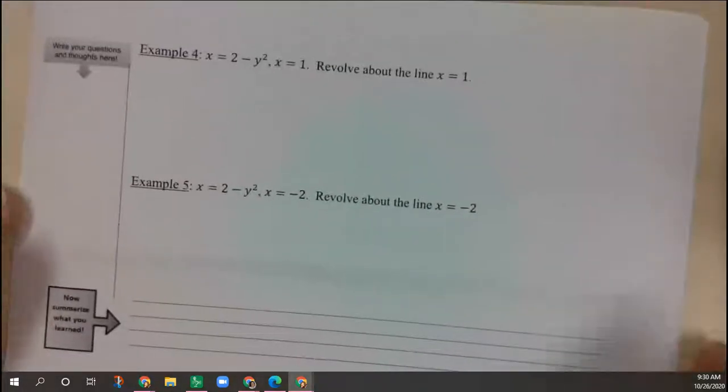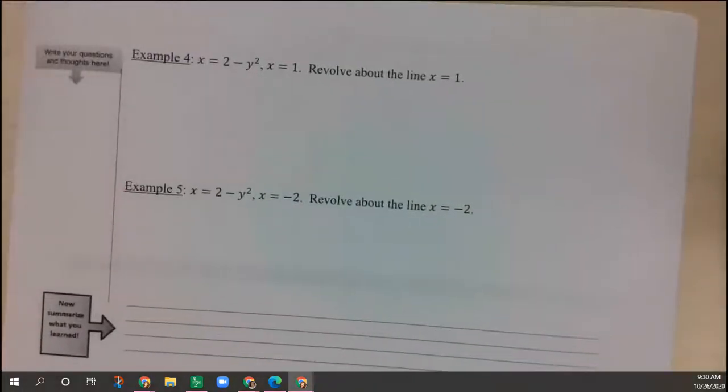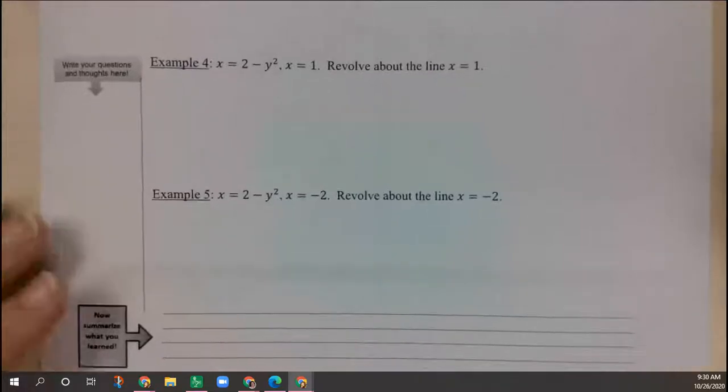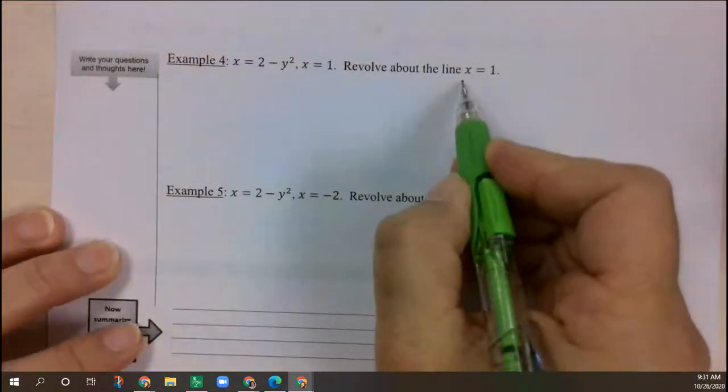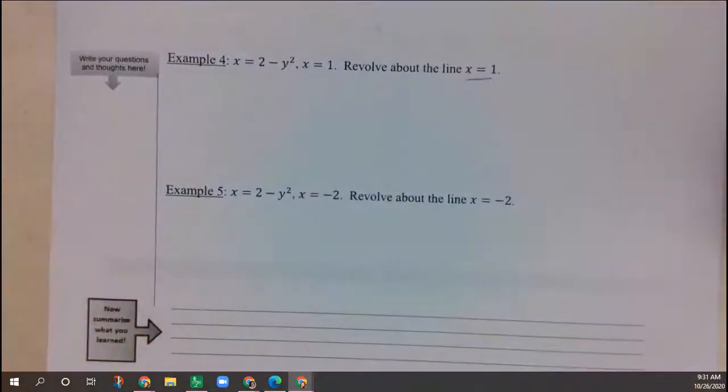All right, let's look at example 4. This one's going to be a little bit different because notice this time we're revolving around the line x equals 1. And x equals 1 is going to be a vertical line. And so the rotation here, the revolution, is going to be just a little bit different.